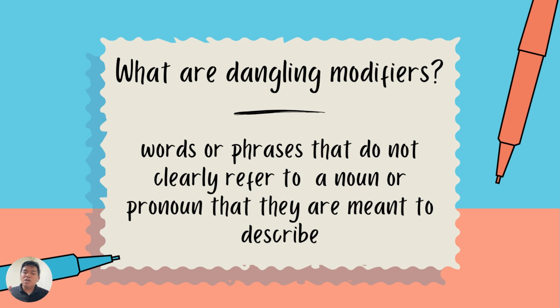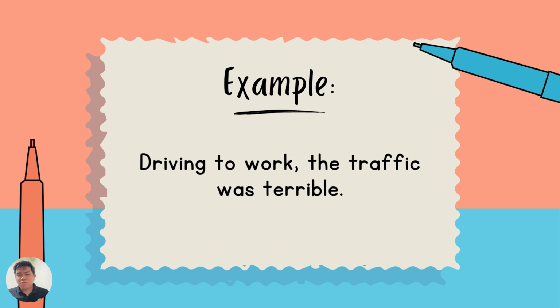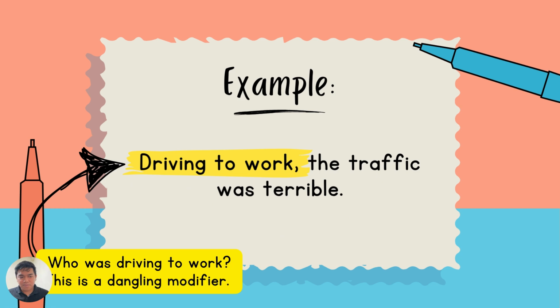To fix this, you need to provide a subject for the action in the modifying phrase. For example, "Driving to work, the traffic was terrible." Here, driving to work is supposed to describe the person, but because the person isn't mentioned right after the phrase, it seems like the traffic was driving to work. It gives an illogical sentence. Again, who was driving to work? Driving to work here is a dangling modifier.